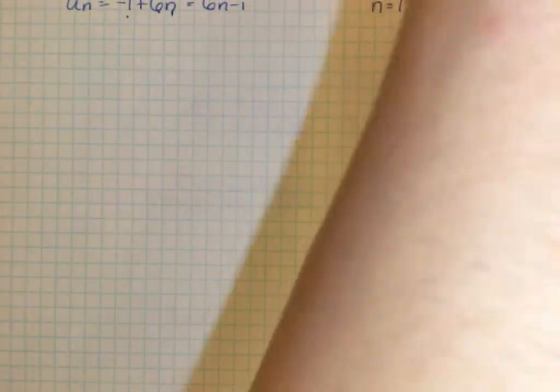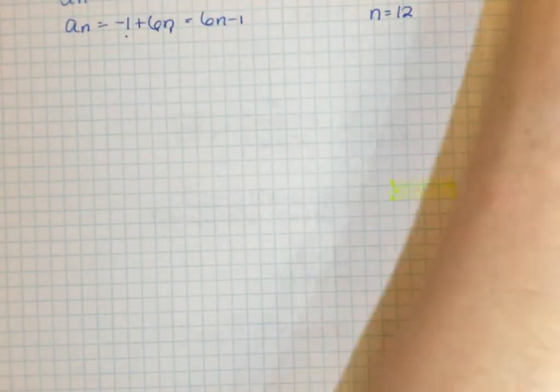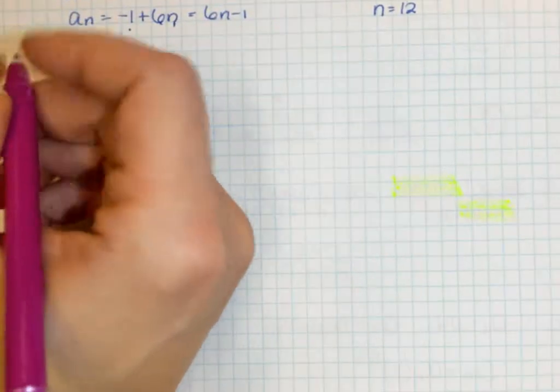Kai. Woo! Yay, that's a fun one. You're like, no, it's not. It's math. It's not fun at all.